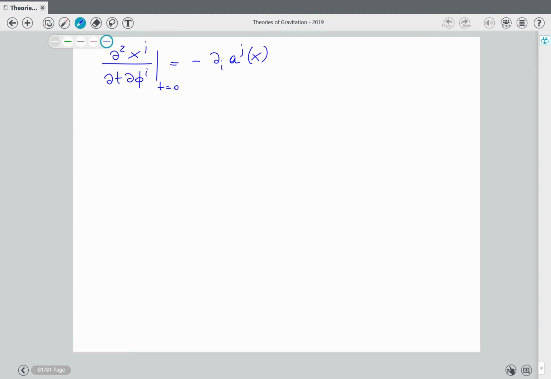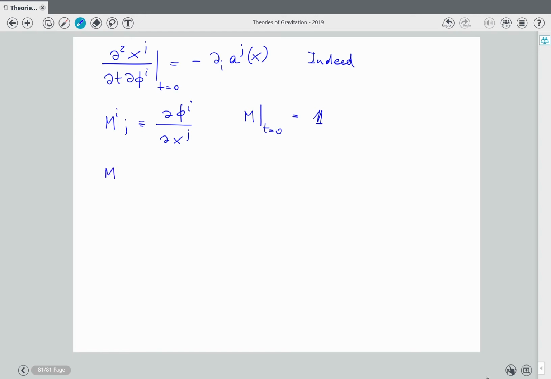Let us define the following matrix Mij. Define Mij as the partial derivative of phi I with respect to xj. And we know that when t is equal to 0, this matrix is the identity matrix, because phi becomes x.